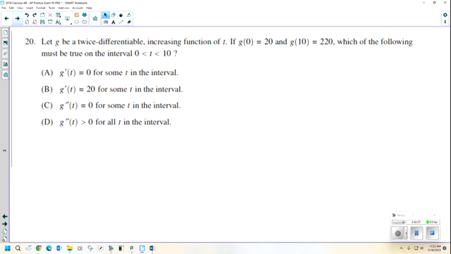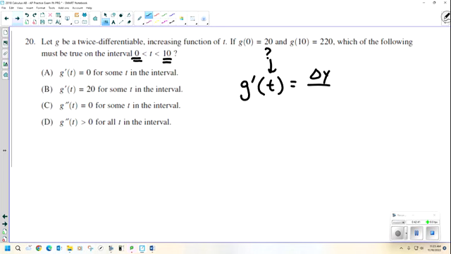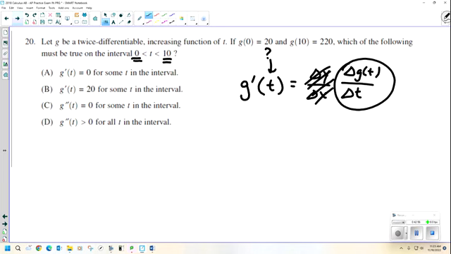But the mean value theorem says that in my interval, there's always going to be the derivative at some point, which I don't know, that should be equal to my change in y over change in x. And of course here, change in g of t over change in t. Okay, this is the average. All right? So keeping that in mind, I am going to do this with the information they gave me.